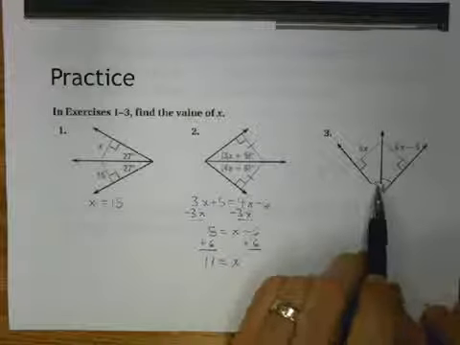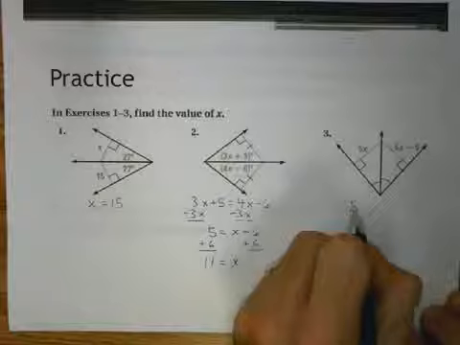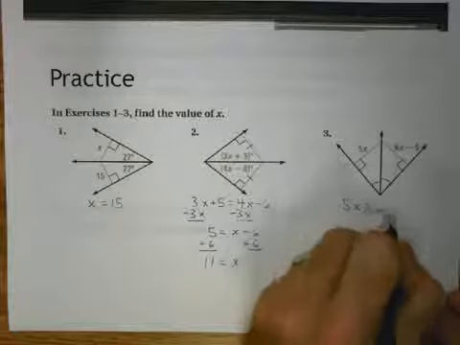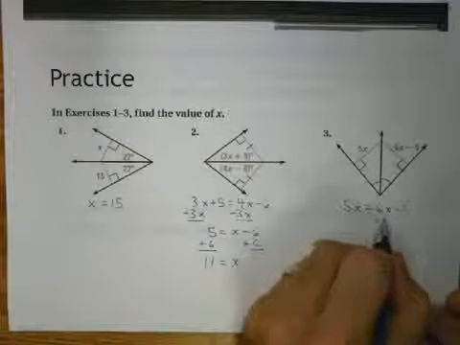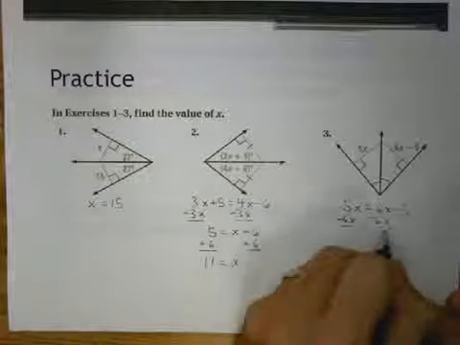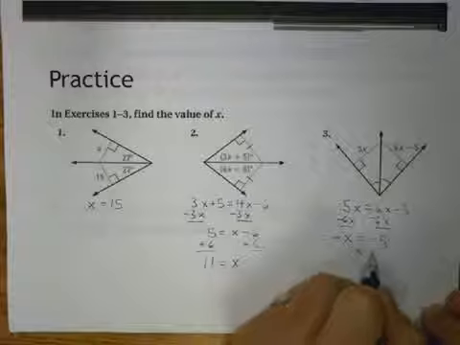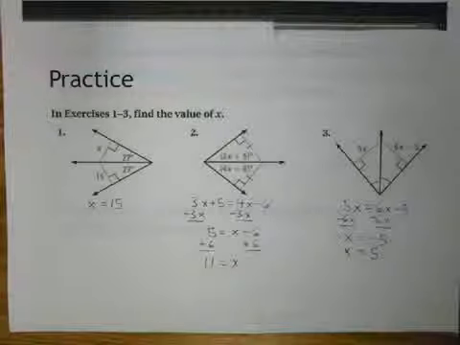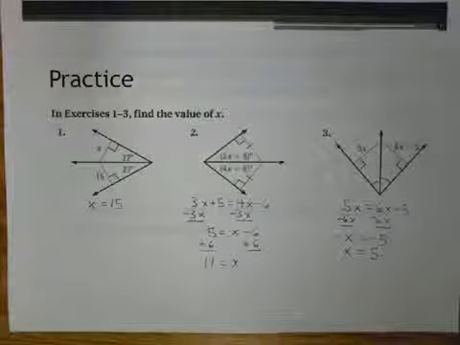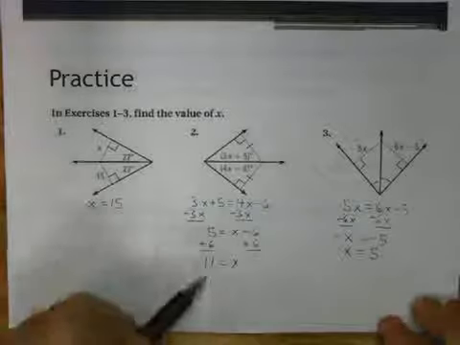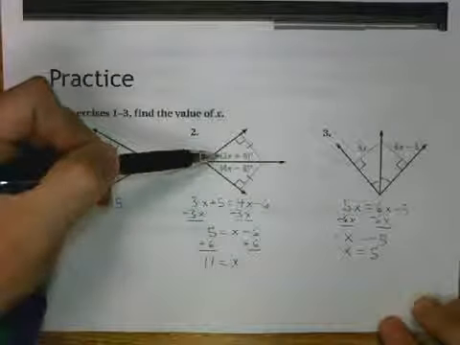Add 6 to both sides. Get x equals 11. Last one. Angles are the same. We know they're equidistant, so 5x equals 6x minus 5. Subtract 6x from both sides. Negative x equals negative 5. That means x equals 5.